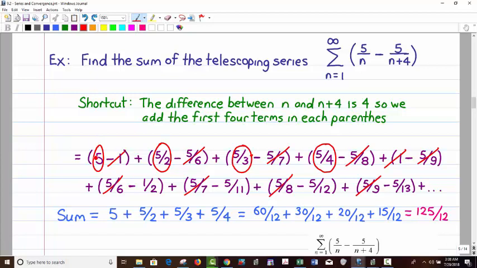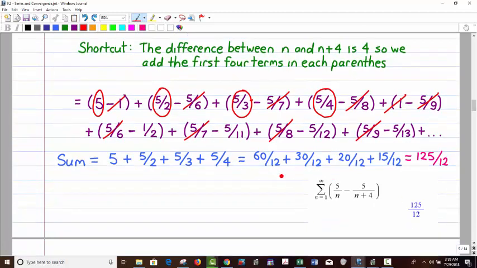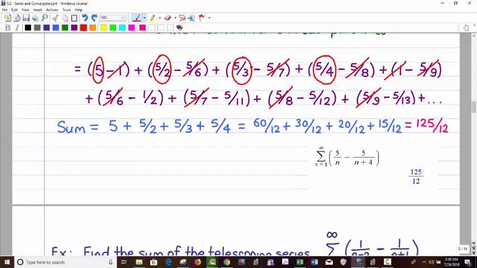I like that. So of course 5 over 1 is 5. 5 plus 5 halves plus 5 thirds plus 5 fourths. Now you can use a calculator, but I went ahead and just got me a nice little common denominator of 12. And it adds up to 125 over 12, which is exactly what Maple says it is. How convenient. So there's a quick way to get through telescoping series.